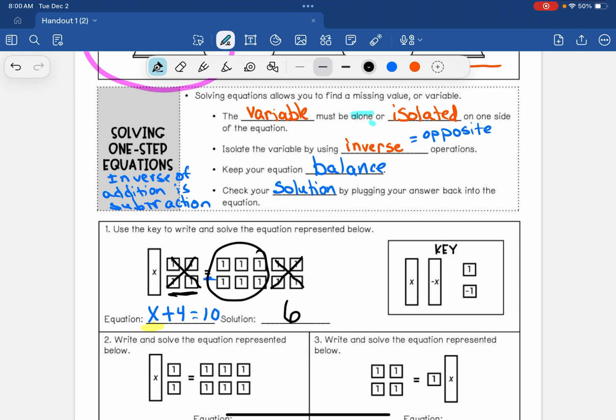So 6. So x would have to equal 6. And then we can go ahead and plug it back into the problem, substitute it in there like we've done before. And if we do 6 plus 4, does that equal 10? Sure does. So we know we solved it correctly.